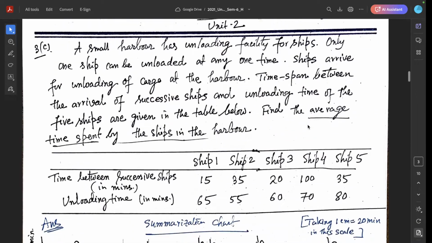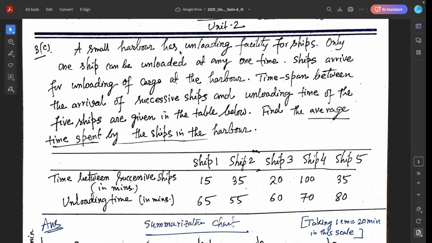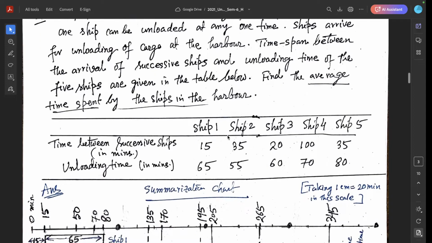Next question: a small harbor has an unloading facility for ships. Only one ship can be unloaded at any one time. Ships arrive for unloading of cargo at the harbor. The time span between the arrival of successive ships and the unloading time of the 5 ships are given in the table below. Find the average time spent by the ships in the harbor.